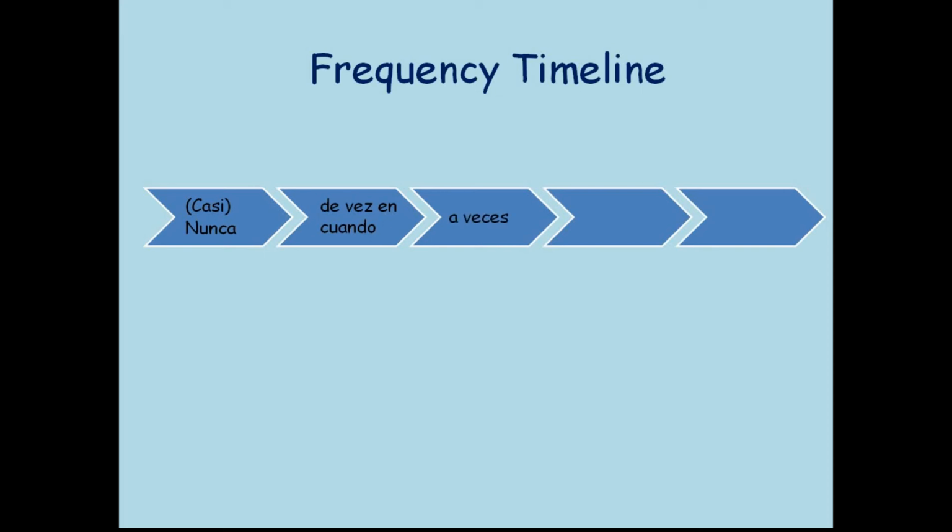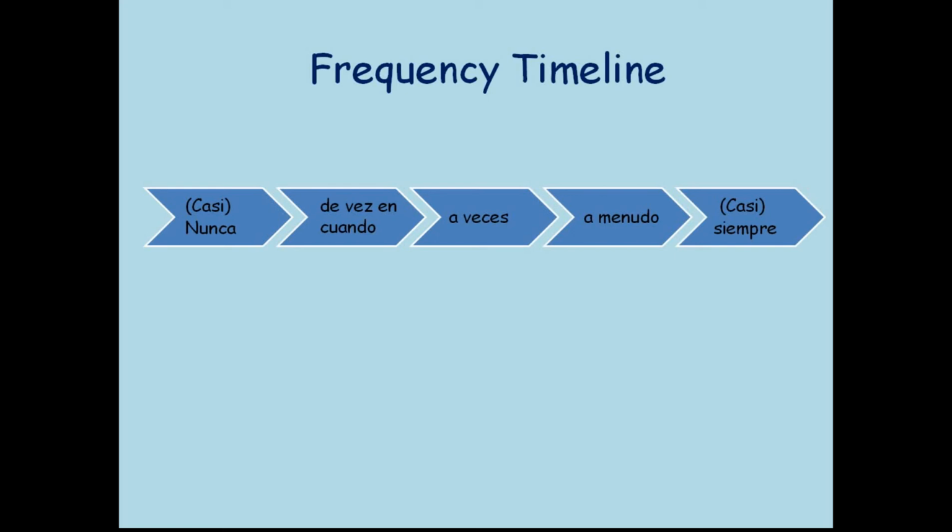And moving on further, a veces, sometimes, is more frequent than de vez en cuando, but less frequent than a menudo, which means often. So moving further still along the frequency timeline, we end up at siempre, when you always do something, or using a qualifier like we did for nunca, casi siempre, almost always do something. So now you have a set of expressions for frequencies.